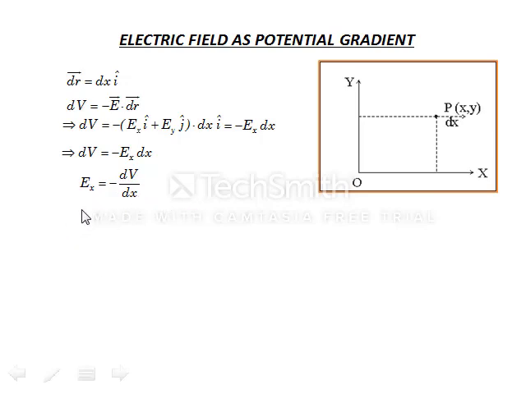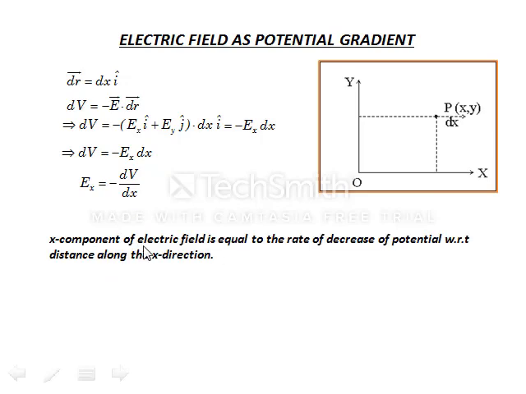From here we can write down the unit of this electric field, volt per meter. Anyhow, this conclusion: the x component of electric field is equal to the rate of decrease of potential with respect to distance along the x direction. Suppose I want to find the value of the x component over here. I'll move a small distance dx, note down the change in potential, which is denoted by minus dV, and divide by the distance moved. Similarly, we can compute the y component of field.